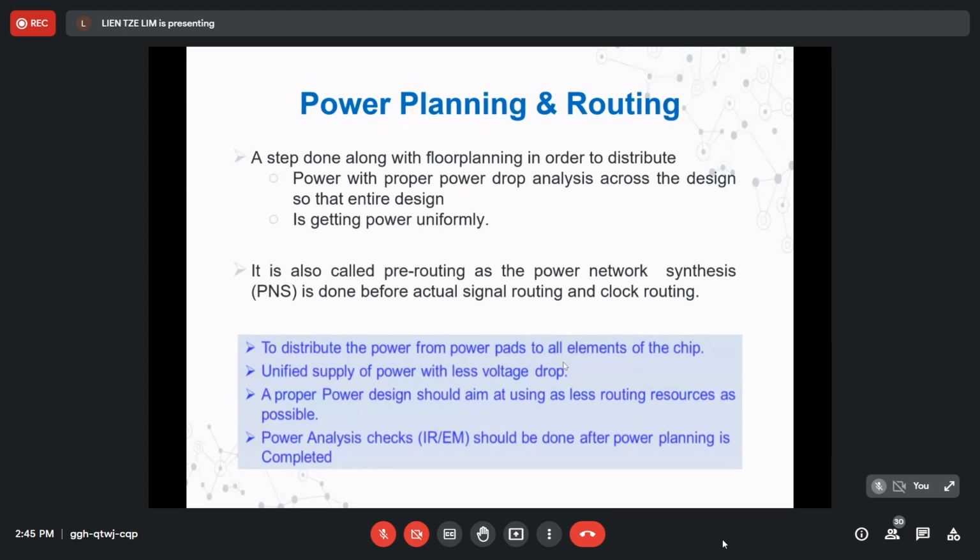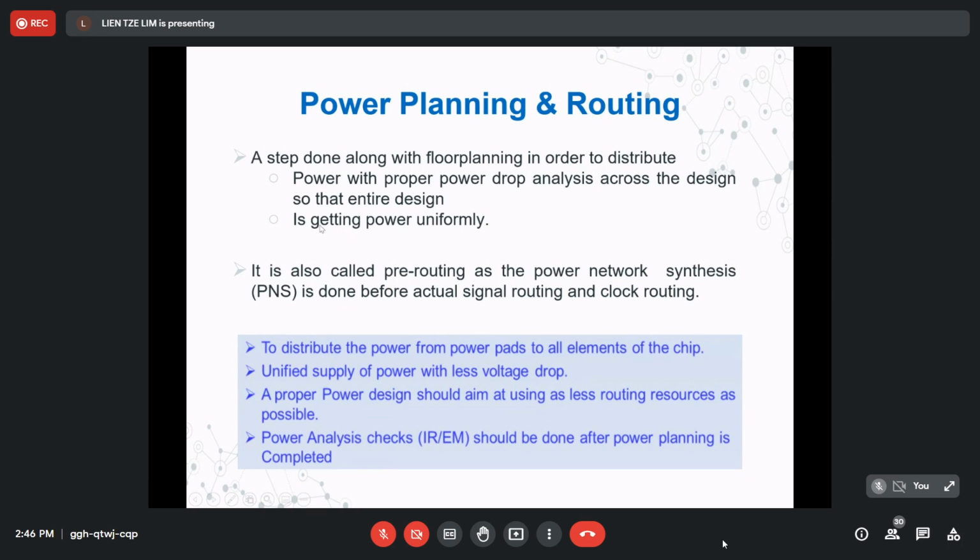Okay, after input output placements, next is power planning and routing. Power planning and routing is a step done along with floor planning in order to distribute power with proper power drop analysis across the design so that the entire design is getting power uniformly.